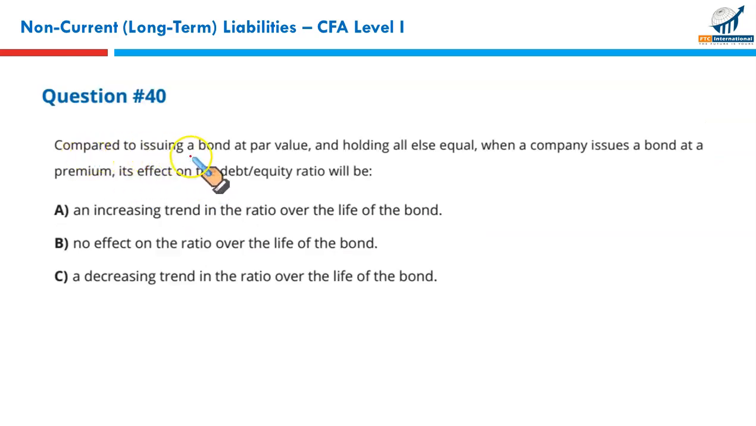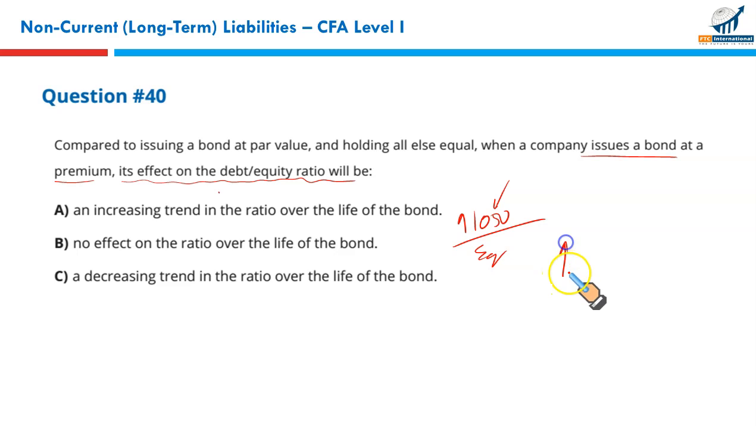Next question. Compared to issuing a bond at par and holding all else equal, when a company issues a bond at premium, its effects on the debt to equity ratio will be? Since a bond has been issued at a premium, let's say a $1,000 bond is being sold at $1,050. This is your debt upon equity. So when the premium is amortized, this amount in the numerator will fall. Numerator will gradually fall as the premium is amortized, and at the date of maturity, it will be $1,000. So this resulting decrease in the numerator will cause the ratio to fall.